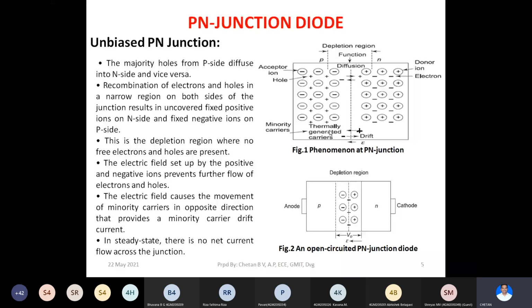So after attaining equilibrium, the condition will be something like this. There will be a depletion region formed for an unbiased PN junction diode. An electric field will exist here. Due to this electric field, a potential will be developed here, which is represented as V naught. And this is the positive terminal, anode, and this is the negative terminal, cathode. So now let us discuss the second step in this operation, that is reverse bias.